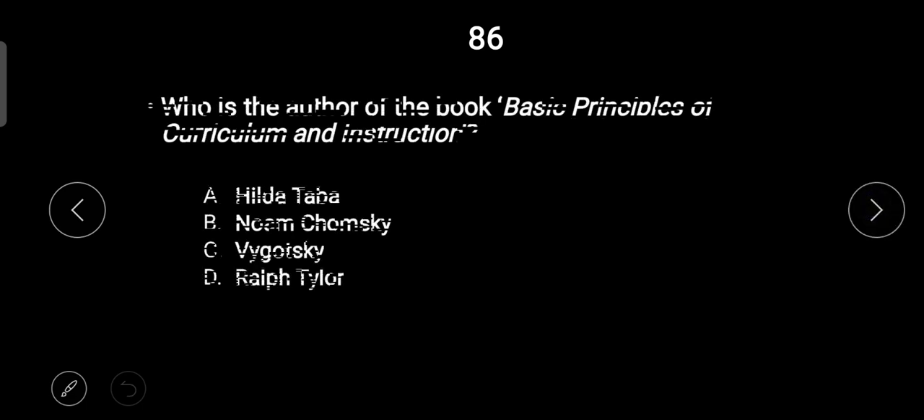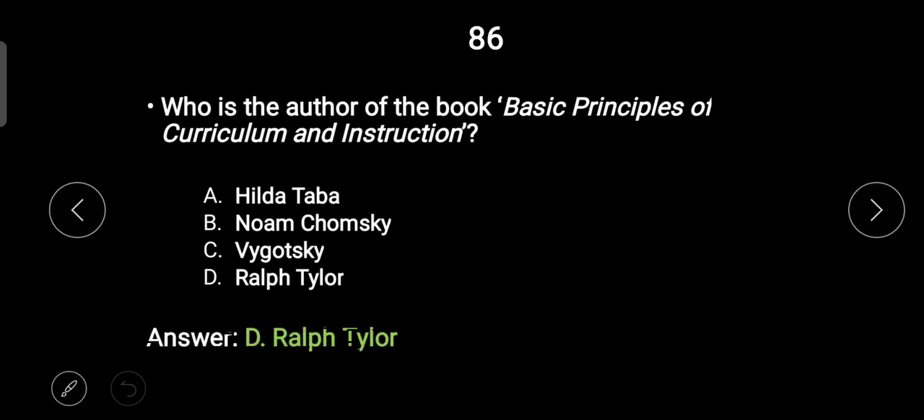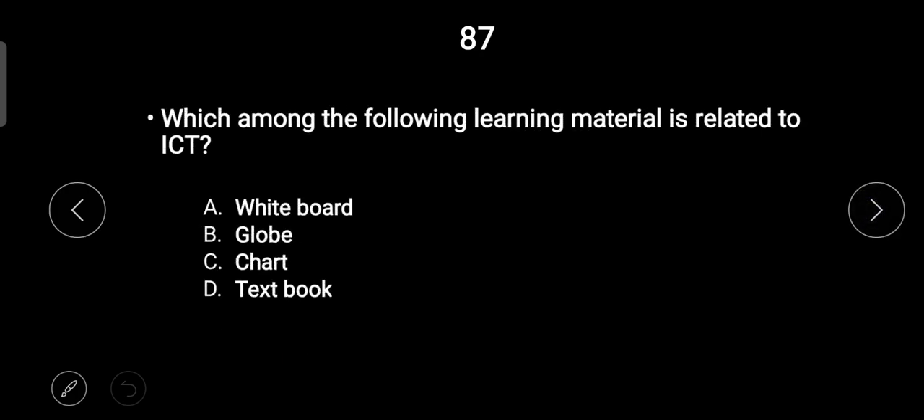Question number 86. Who is the author of the book Basic Principles of Curriculum and Instruction? Answer is Ralph Tyler. Okay, it's about educational purpose, this book, Basic Principles of Curriculum and Instruction. And yeah, that's enough.